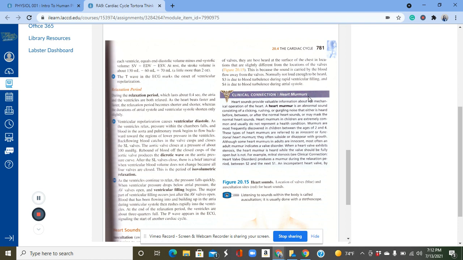So, clinical connection: heart murmurs. Heart sounds provide valuable information about the mechanical operation of the heart. A heart murmur is an abnormal sound consisting of clicking, rushing, and gurgling noise that is either heard before, between, or after the normal heart sounds, or may mask the normal heart sounds.